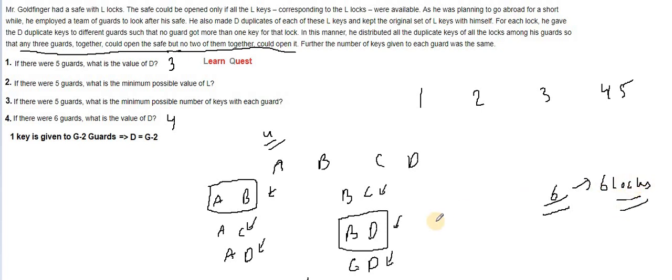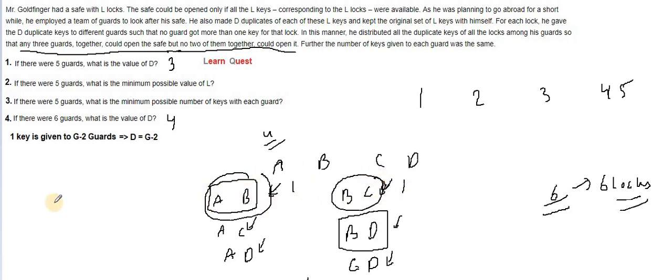Now some of you might say, what if this combination and this combination are lacking the same key, that is key number 1? Then that way we will be having fewer than 6 locks. But is that possible? Because you are saying that AB and BC are lacking the same key, that is key number 1.